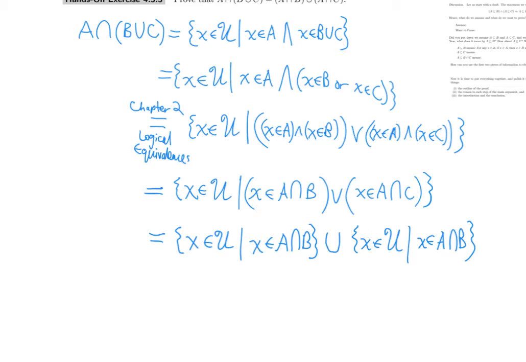Oh, I just realized I made a mistake. Let me fix it. This should be a C over here. Okay, so just to review before we move to the next step, we have that A intersect (B union C) is equal to the set of X in U such that X is in A intersect B, union the set of X in U such that X is in A intersect C.